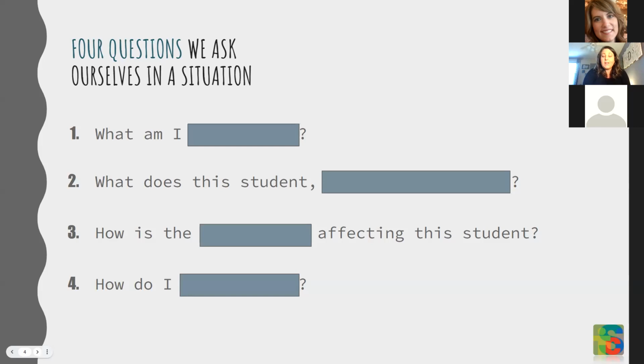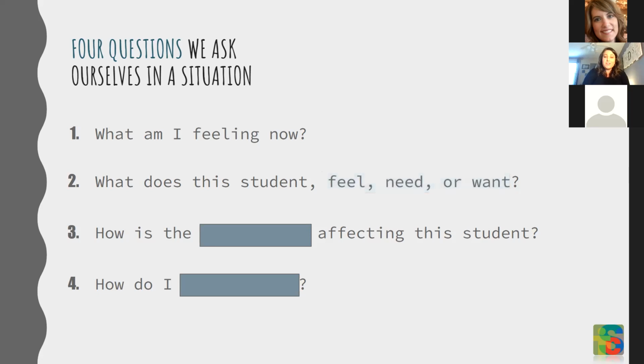So that first question is, what am I feeling now? Checking in with ourselves. How am I in this moment? Again, it doesn't always mean we have to change it, but it's really checking in so that we notice where we're at, so we can purposely respond versus react out of our own triggers and our own emotions when working with the student.